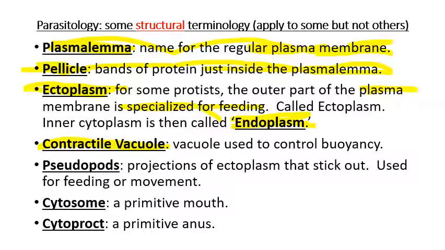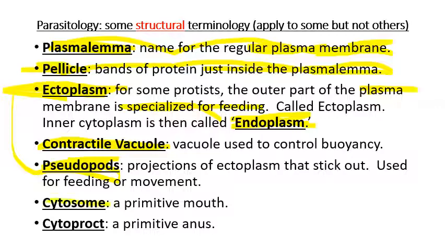Some organisms, particularly the amoeba, have things that are called pseudopods. So pseudopods are projections, kind of like arms, where you form the outer plasma membrane, where you form the ectoplasm into kind of like arms to reach out and grab things and bring them back and then swallow them and eat them.